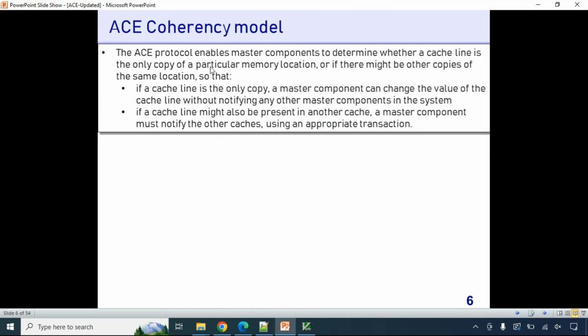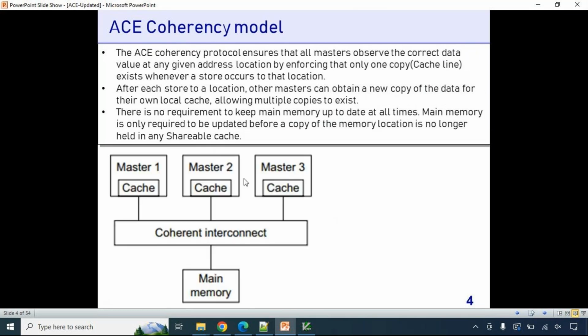ACE protocol. Next, ACE protocol enables the master components to determine whether a cache line is the only copy of a particular memory location, or if there might be other copies of the same location. So what does the ACE protocol help with? It will tell whether a specific cache line is the only copy of a particular memory location, or whether the same cache line exists in the other masters also or not.